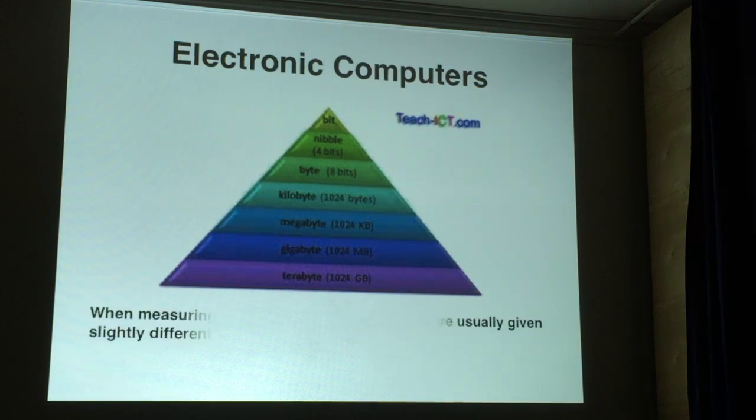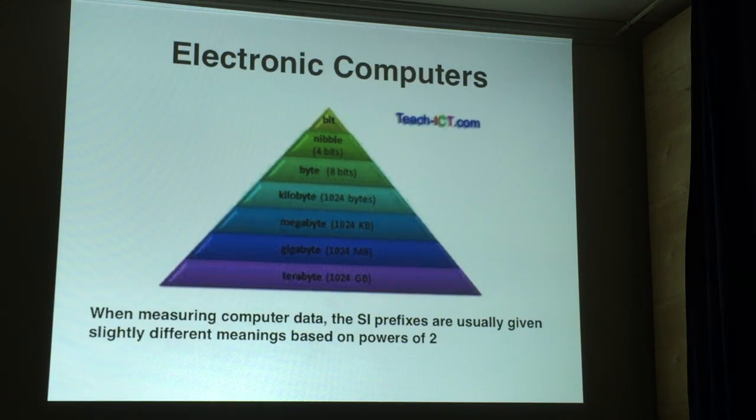Now, when we talk about data and when we measure data, we use Systems International prefixes that we're familiar with in order to describe amounts of data or measuring computer data. Now, because it's in base 2, the meaning of each is slightly different. If we say a kilogram, we mean 1,000 grams. If we say a megagram, we mean 1,000,000 grams.